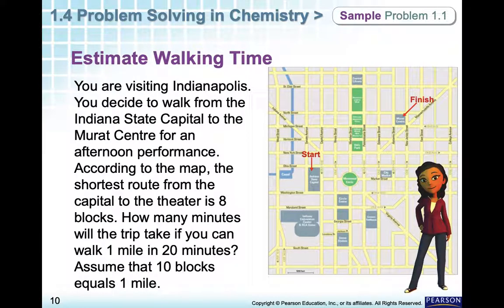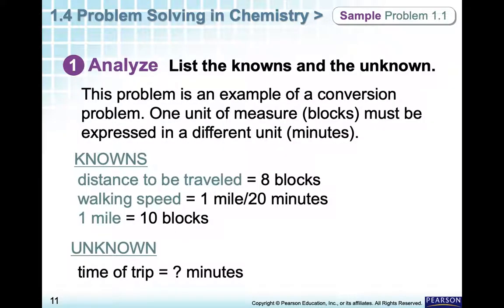So here's an example. I'm not really going to go through it. You can go through it. It's also in your book. So they list what they know, how many blocks they have to travel, how much time it takes to go a mile, and how many miles are in a block. What they want to find out is how long will the trip take.